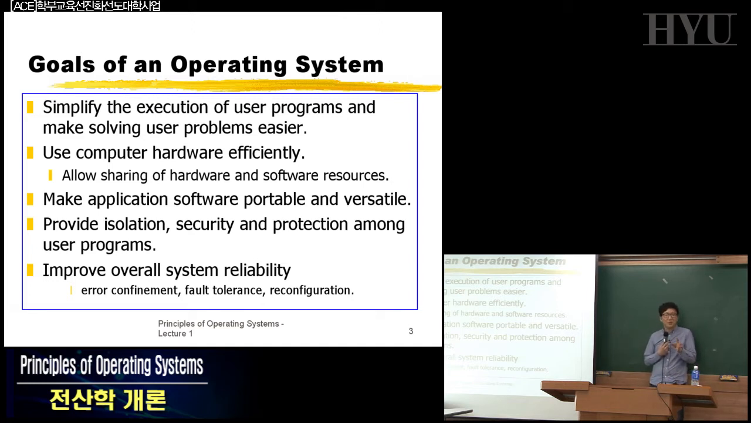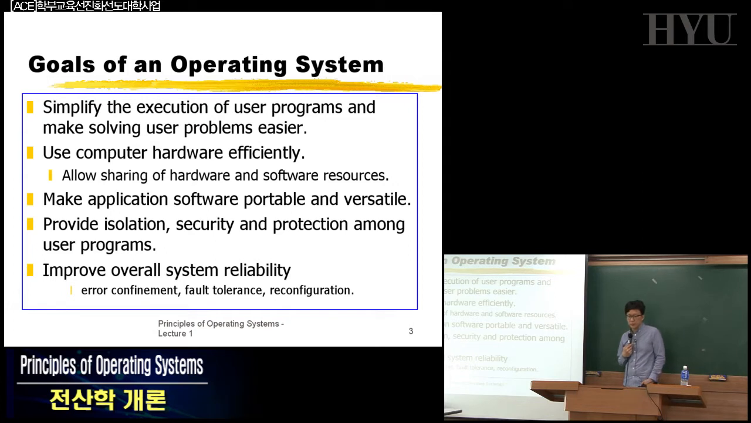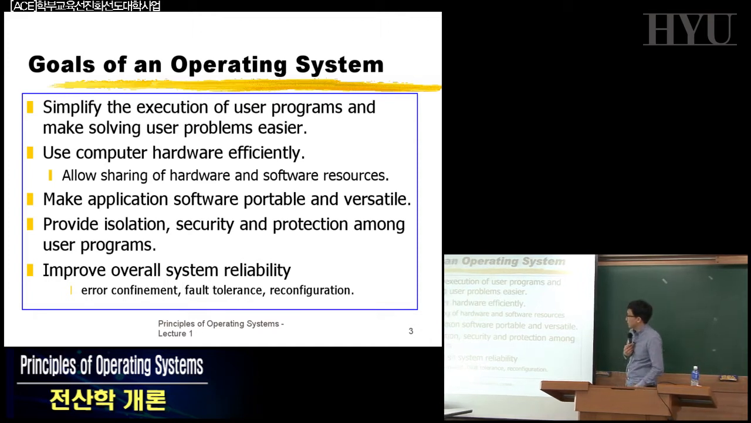The operating system is one of the big parts of the system software. It provides simplified execution of the user program, making solving user problems easier. What you're using on top of the operating system is user software, user programs. Using the computer efficiently, we have seen that statement many times in your textbook as well. Allow sharing of the hardware and software resources. Make application software portable and versatile, and so on.